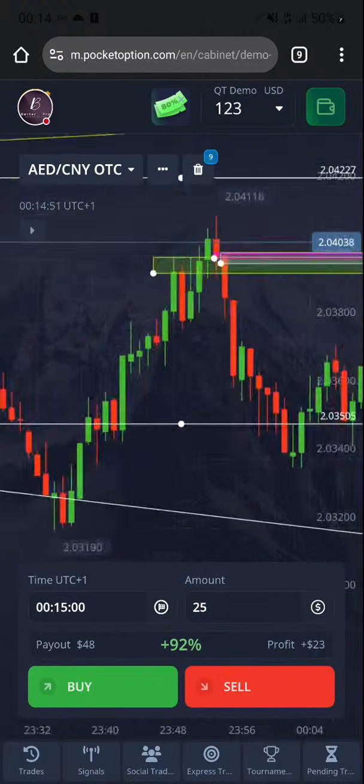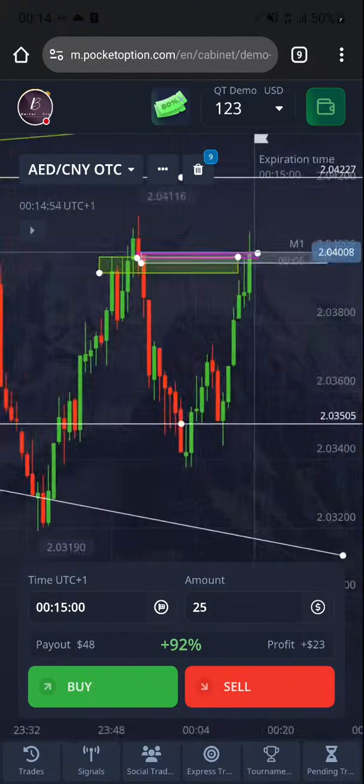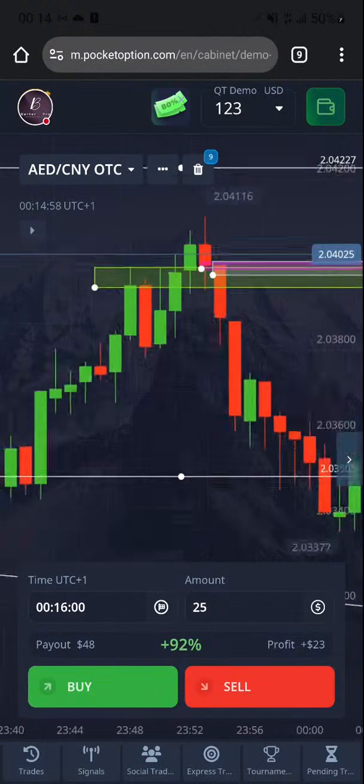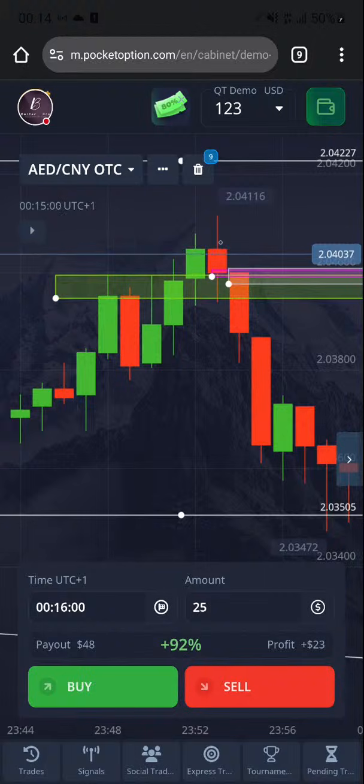Now, this strategy is called a QM strategy. You understand? And it starts when you have this ABC to the upside. ABC is like a zigzag movement, like this up, down, up movement. That's ABC. And it pushes to the downside.